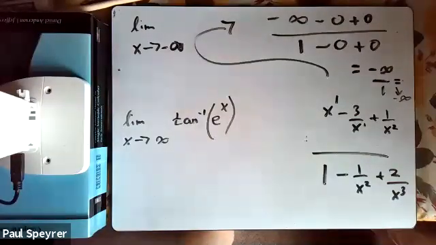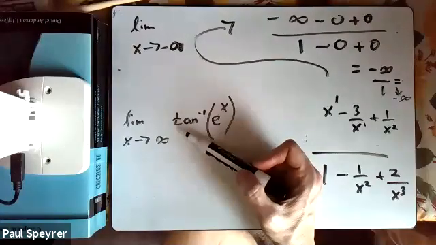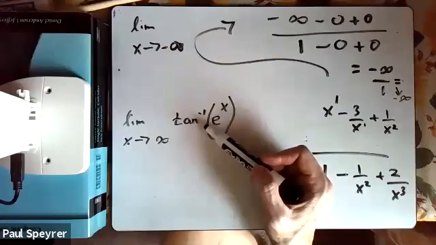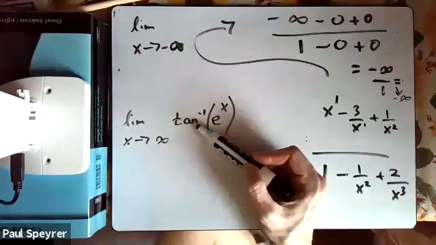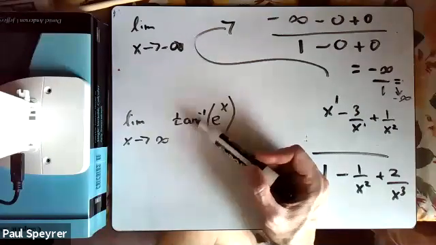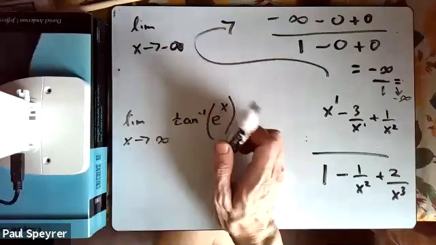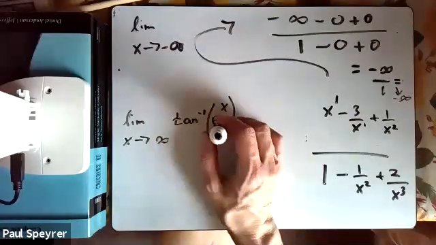All right, so this one looks kind of nasty, right? Like it says limit as x goes to positive infinity of arctan of e to the x. So it's kind of like crazy function trapped inside another crazy function. How do you take the limit? Well, whenever you have functions trapped inside of other functions, what you do is you look at the inside piece first. So you start with that and you work your way out.